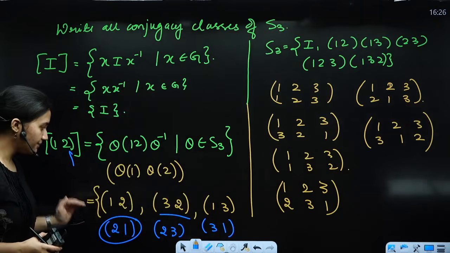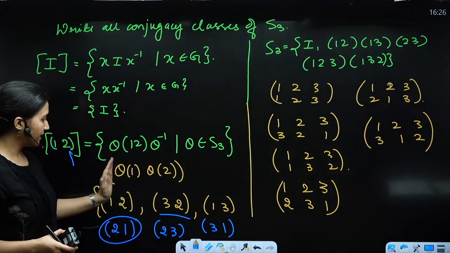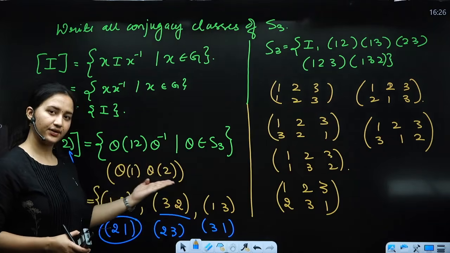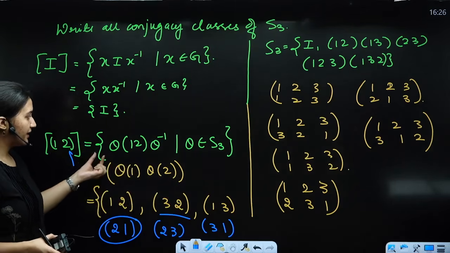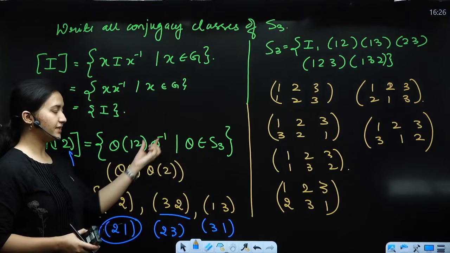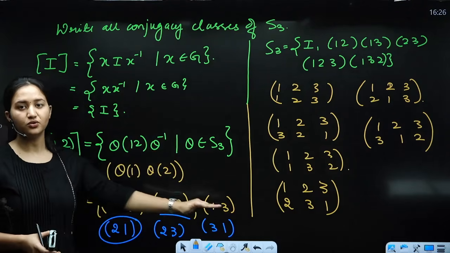So it does not matter whatever the value of theta I take. Just don't get confused here, okay? Theta 1 and theta 2 are elements only. This is the final cycle that you are getting in the answer, okay? So basically it does not matter whatever theta I am taking, the value of theta (1 2) theta inverse is giving me the distinct elements of order 2 here.